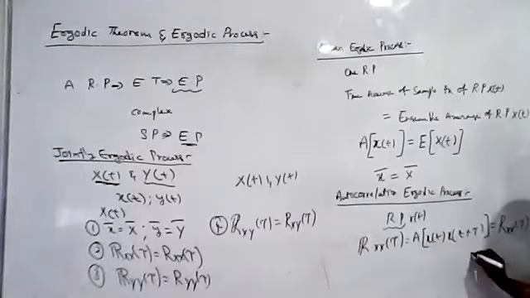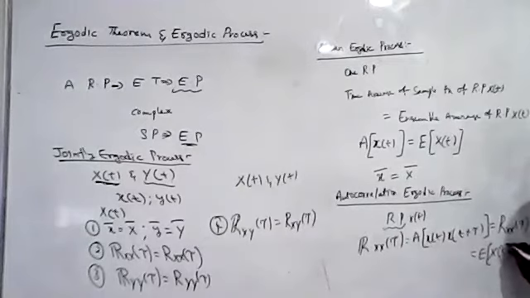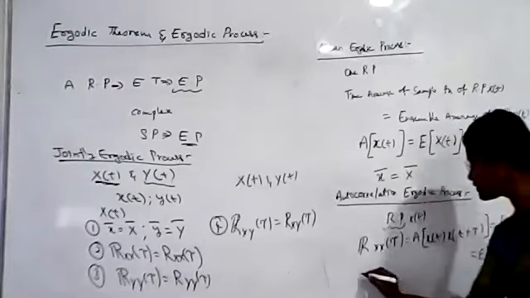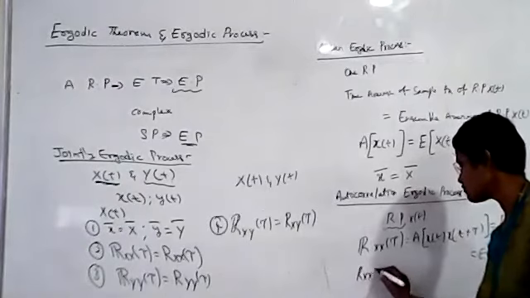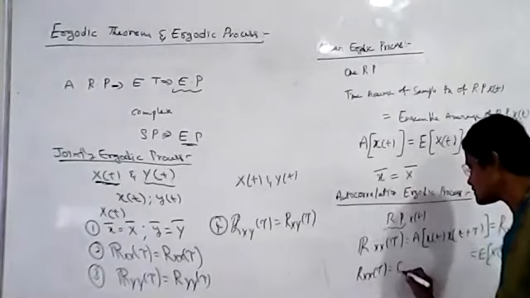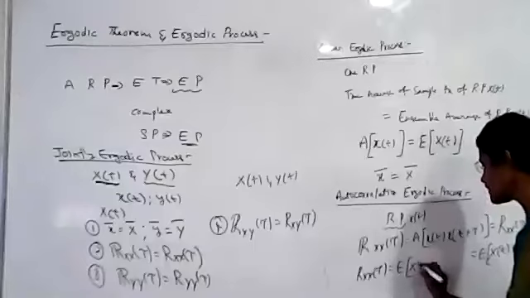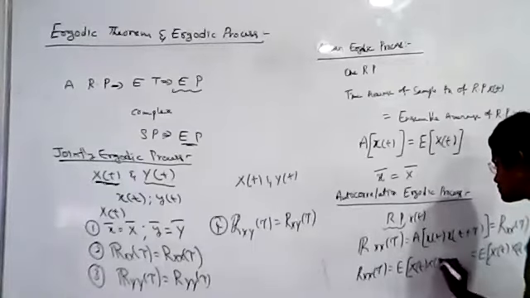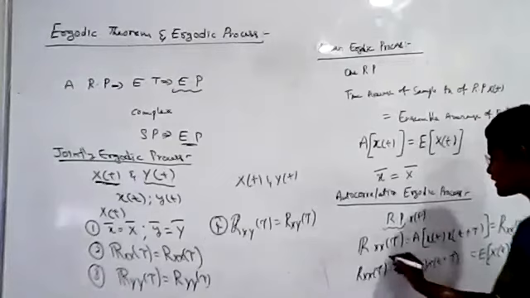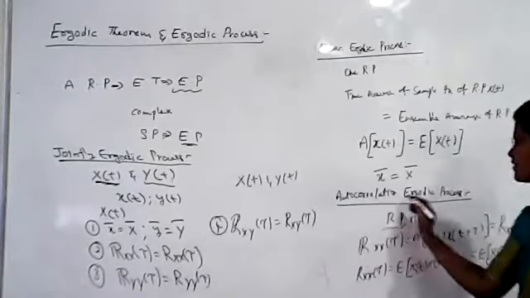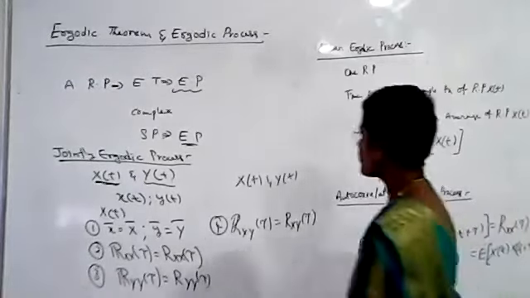What is that Rxx of tau? It is E of the random process we have to consider, capital X of t, capital X of t plus tau. So Rxx of tau is equal to the expected value of capital X of t, capital X of t plus tau. These two are equal. These two are equal, then we call it an autocorrelation ergodic process.